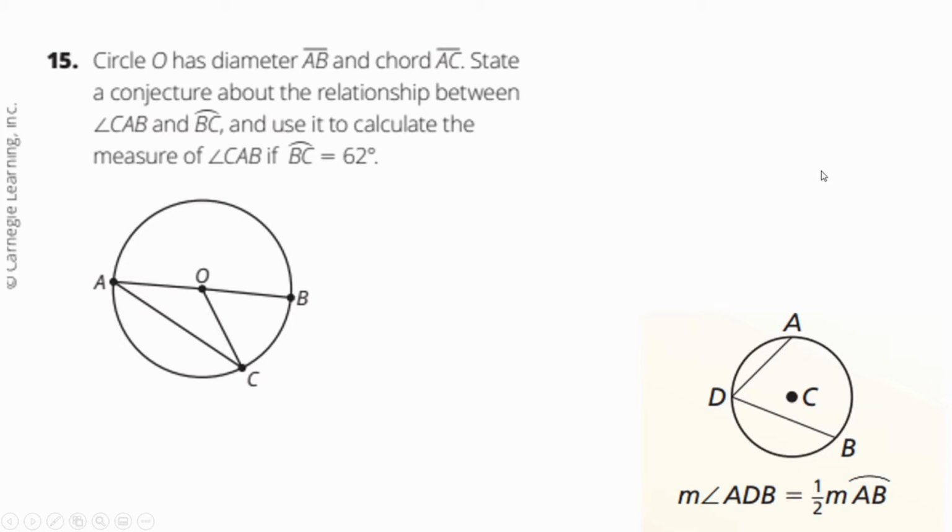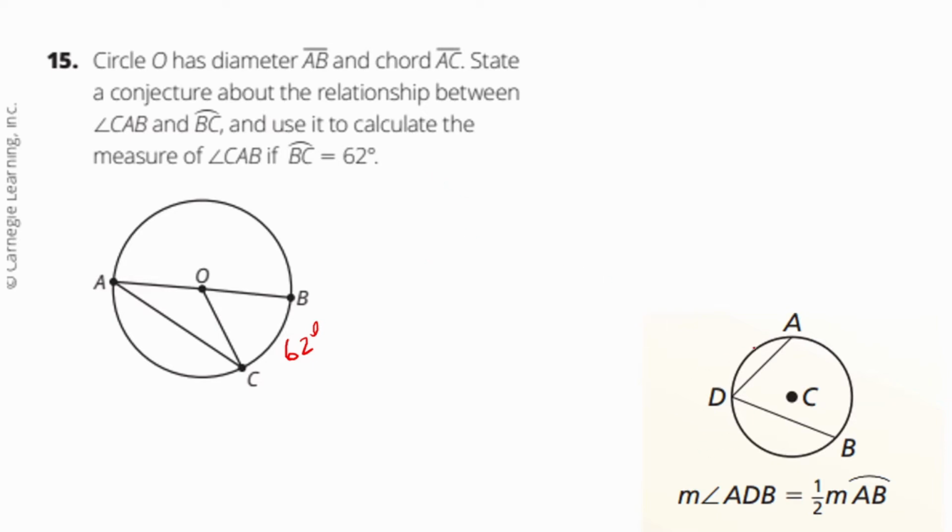Next up, it says circle O has a diameter AB, a chord AC. State the conjecture about the relationship between angle CAB and BC, the arc, and use it to calculate the measure of angle CAB if arc BC is 62. So I'm going to label that BC 62 degrees. And CAB here is that's the angle we're looking for, right?